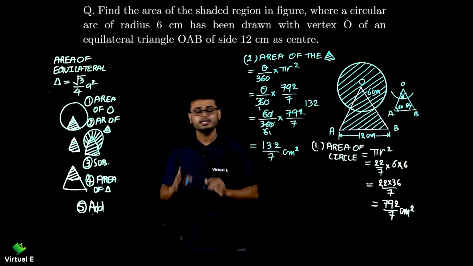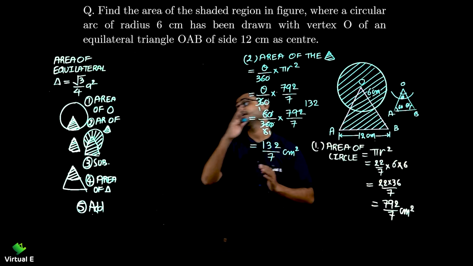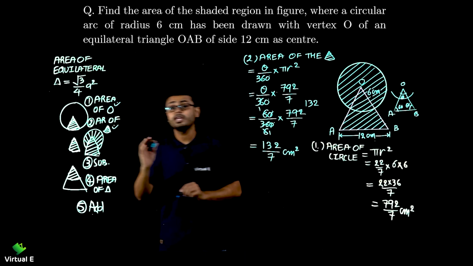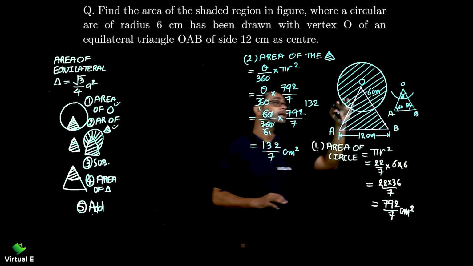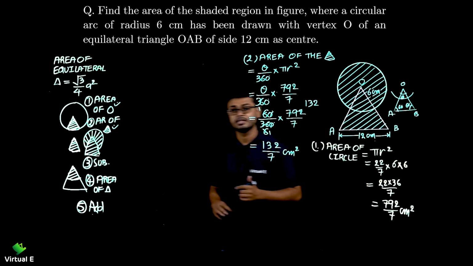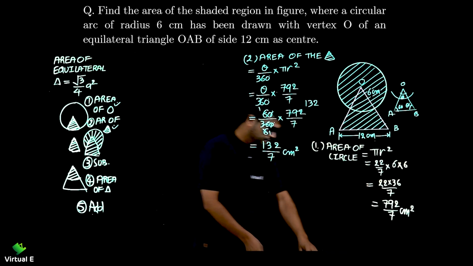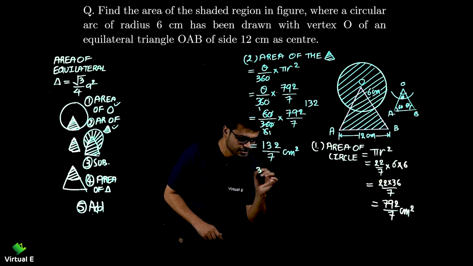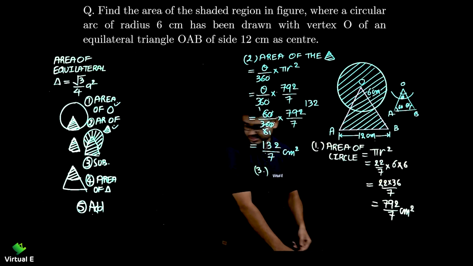Done? Are we done with the area of the circle and the area of the sector? So first step done, second done. Now the third step: we need to subtract to get the remaining area of the circle. So let's do the third step over here. Simple.